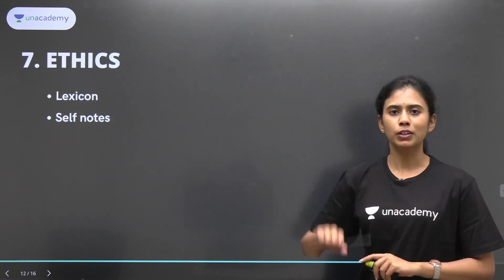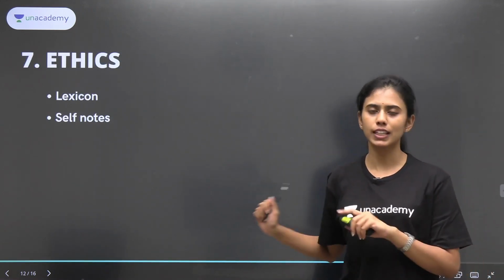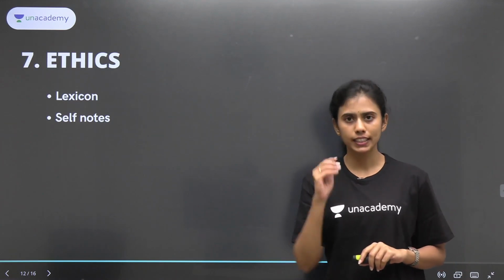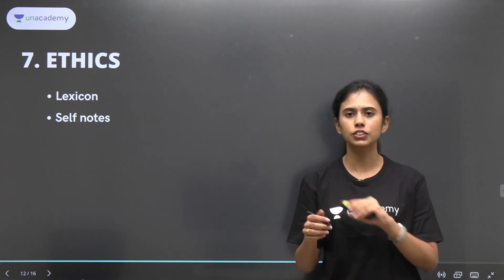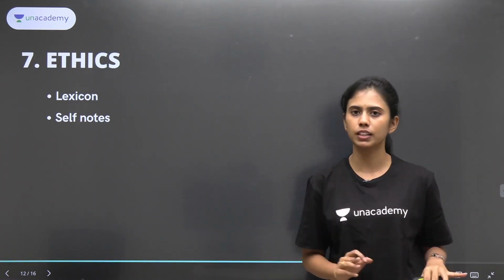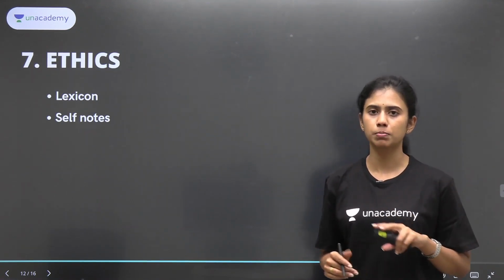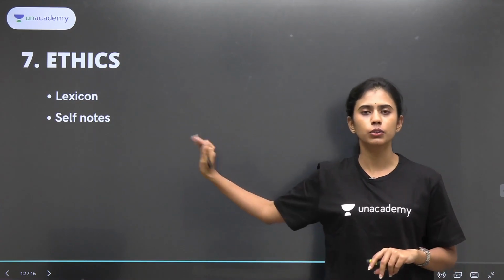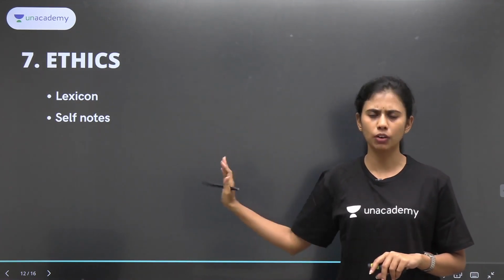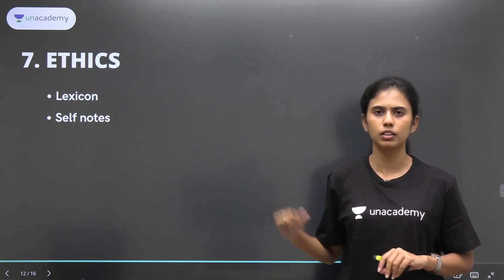Now coming to GS4, that is ethics. I did study the static part. I didn't just do the case study part and write something in part A. That was not my strategy. I did thoroughly study the first part, part A, and for this I used this book called Lexicon, which I found enough for the part A bit.